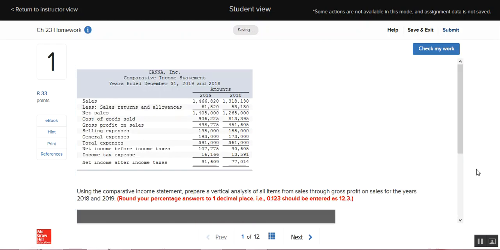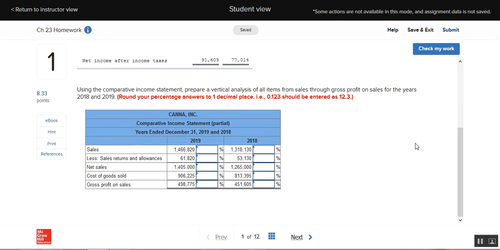The previous question is a vertical analysis of the income statement, which basically works the same way, except you can't use total assets as your denominator. We're going to use, in this case, net sales. So net sales would be 100% of itself. And then you would figure out of net sales what percentage is gross sales.